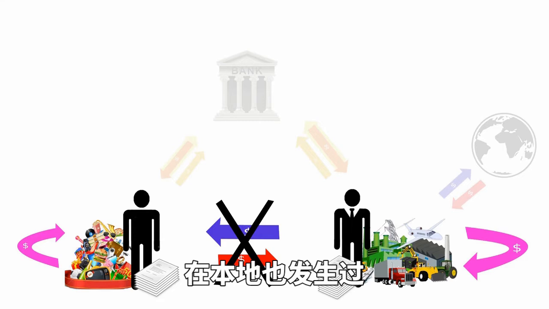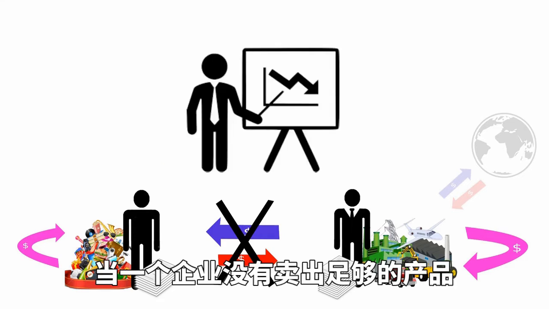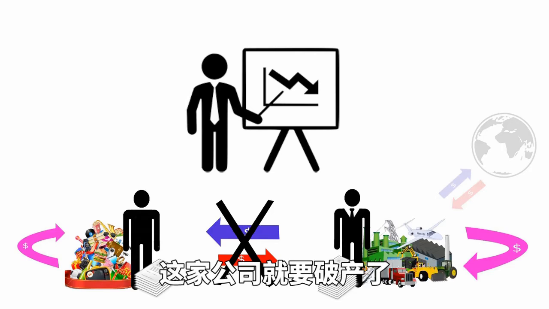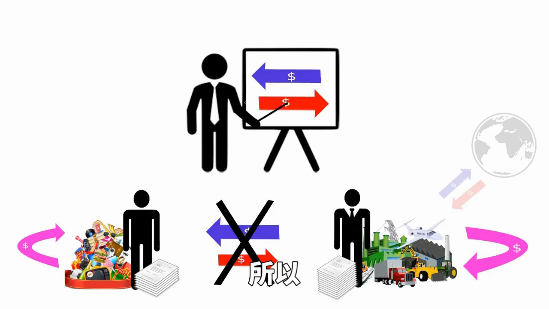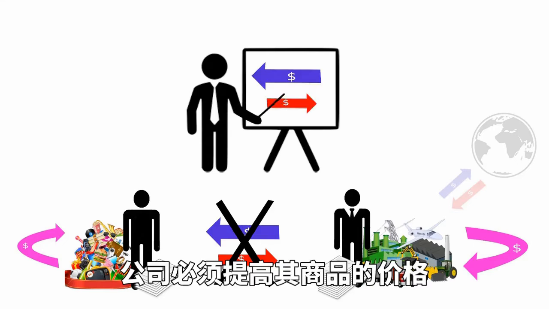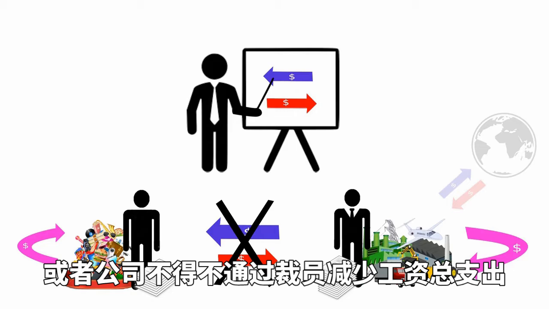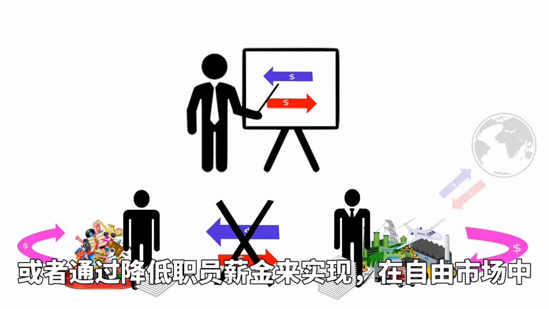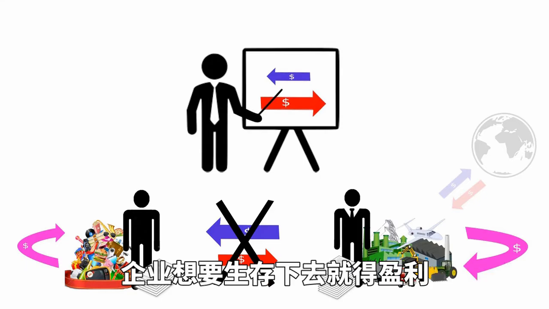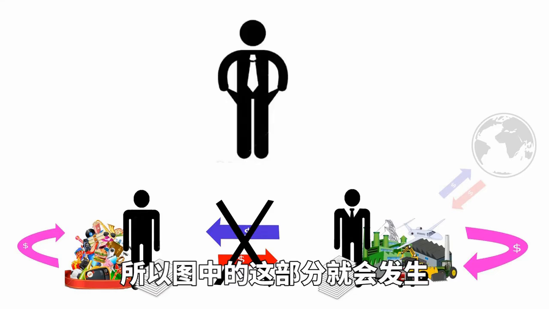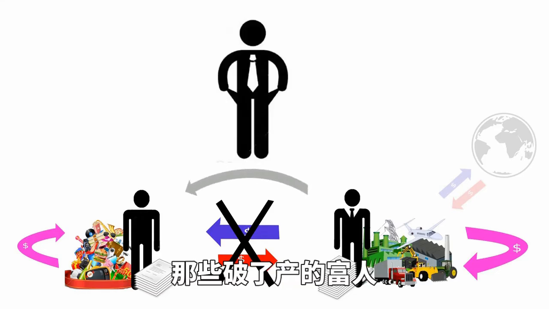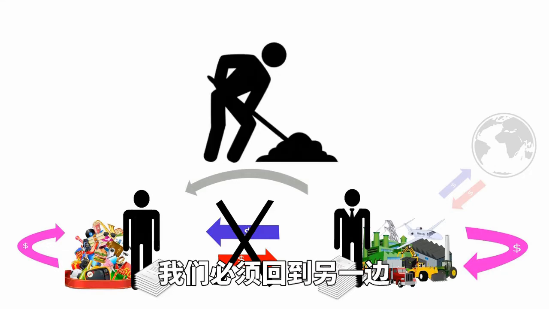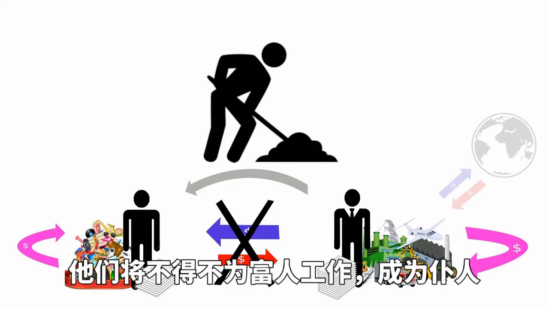It happens locally. It's when a business doesn't sell enough, doesn't make enough money to pay for the wages. And so this business is going bankrupt, so it will have to raise the prices of its products, or it will have to be more productive by reducing the payroll, by firing some people, or by reducing the salaries. In the free market, to survive, a business has to be profitable. So there is a selection that is happening here. Those who go bankrupt, those who cannot make their business profitable, will have to return to the other side, and they will have to work for the rich and be their servants.